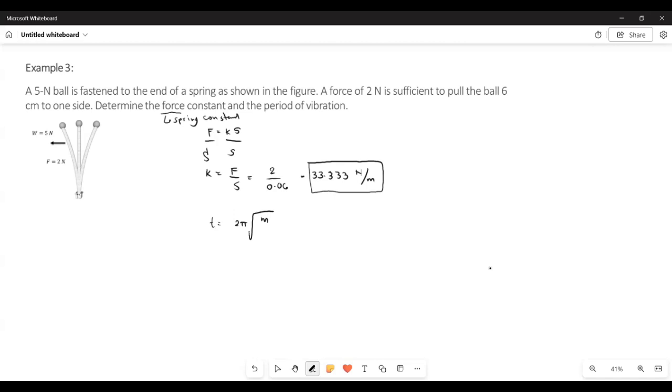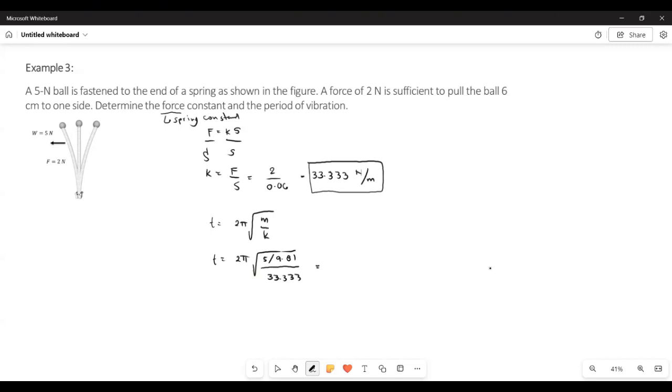Next, we have the period of vibration na T is equal to 2 pi square root of m over k. So, yung ating period of vibration, wala namang mass na binigay, but binigyan naman tayo ng weight ng ating ball. So, paano natin mapapalabas yung mass niya? We'll simply divide yung 5 sa ating 9.81. And then divide natin siya sa ating spring constant k.